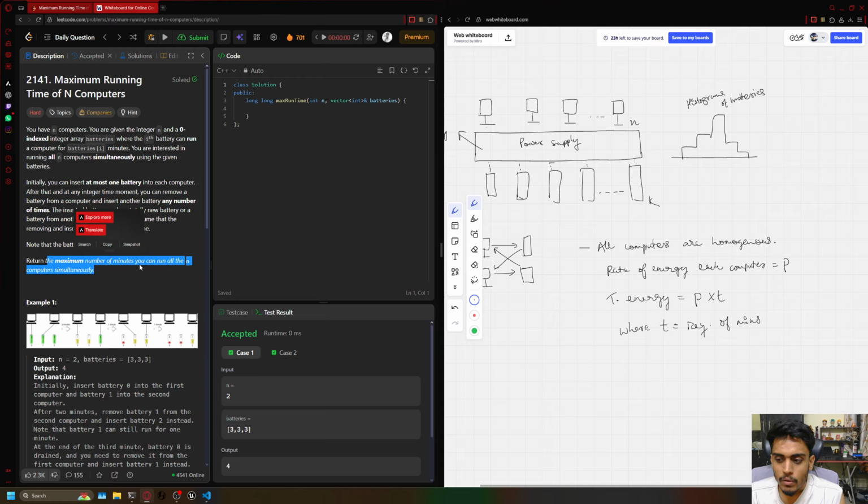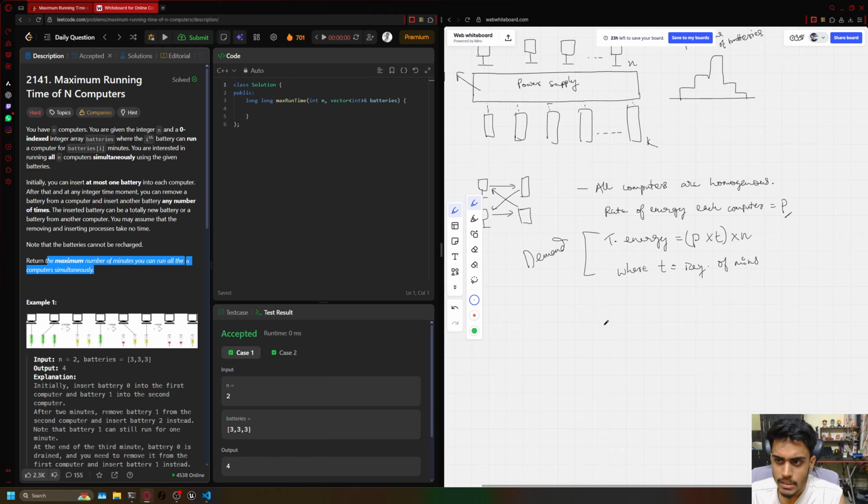So for now I have said that the rate of energy each computer is consuming is P, and then my total energy will be P times t for each computer. So for n computers it will be times n. This will be my total amount of energy I need to provide to my computers so that they can all run simultaneously for t minutes. Now this is my demand.